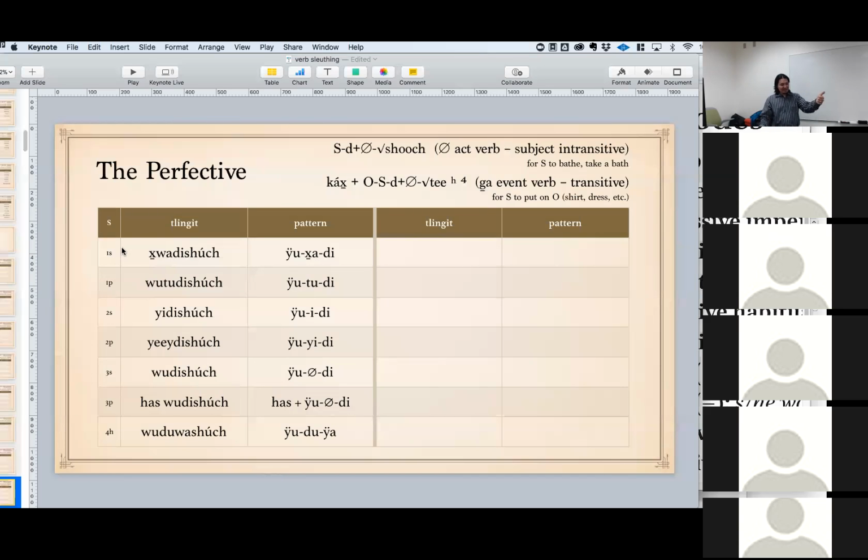So let's say this was an S group. Chwase, wutuse, yise, yise, wuduse, or sorry, wuse, haswuse, and wududze. If this was an S plus D, chwadze, wutudze, yidze, yidze, wudze, haswudze, wududze. L, chwashle, wutushle, yishle, yishle, wushle, haswushle, wududle, right? There's just that consonant makes that shift. That's how you signal the classifier change.